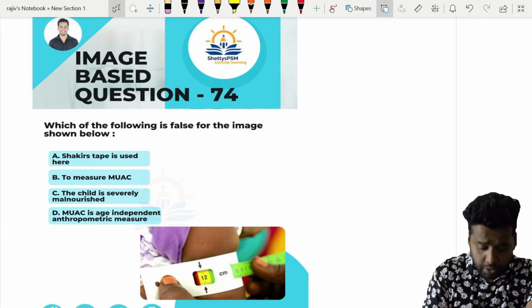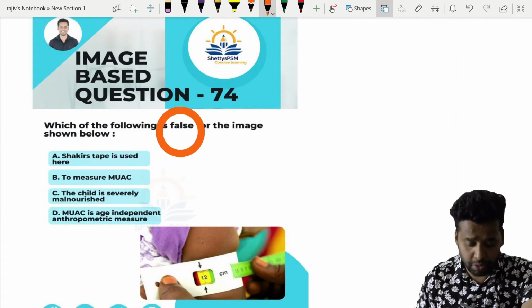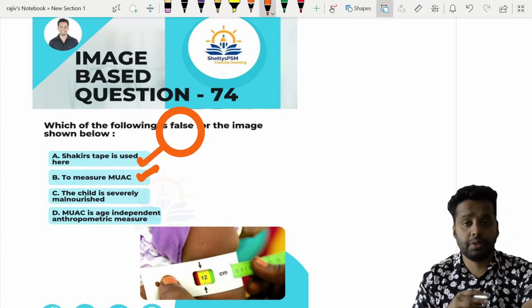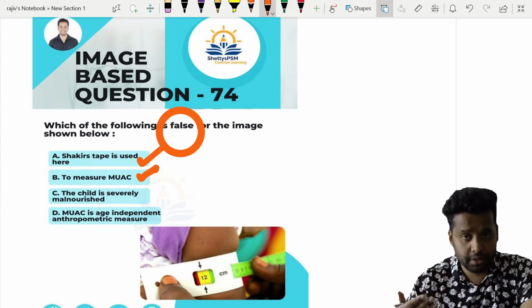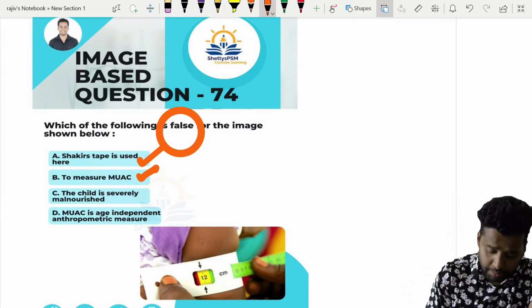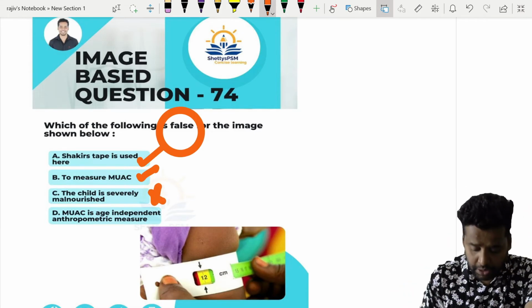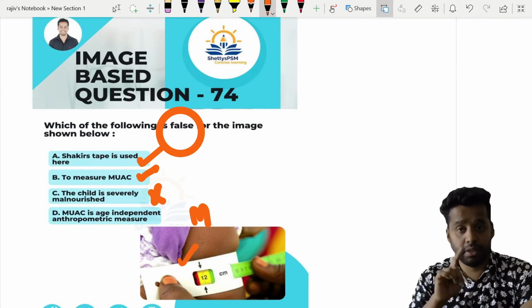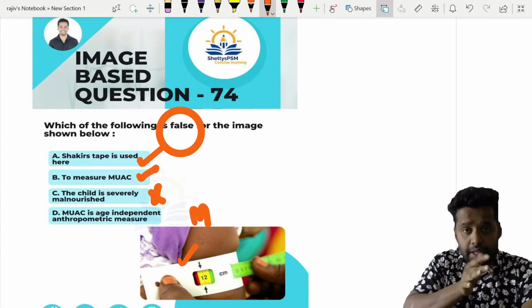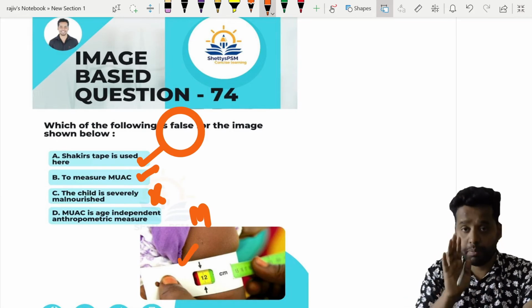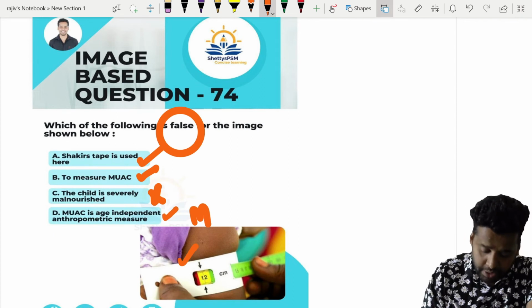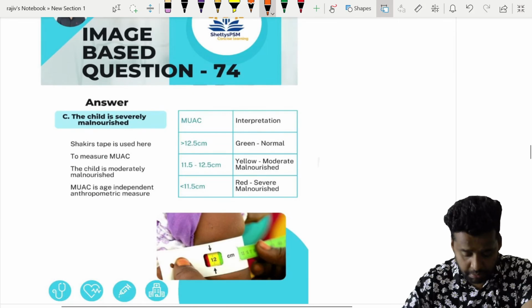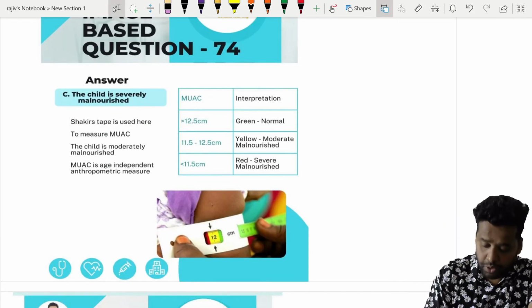Which of the following is false for the image shown below? Shakir's tape is used. Mid upper arm circumference is checked. Yes, correct. Child is severely malnourished? No, you are seeing that yellow color. The child is moderately malnourished. If it goes to red, then it is severely malnourished. Very small arm, red color, severely malnourished. It is moderately malnourished. MUAC is age independent anthropometric measure. That is also a correct option. So the child is having moderate malnourishment.